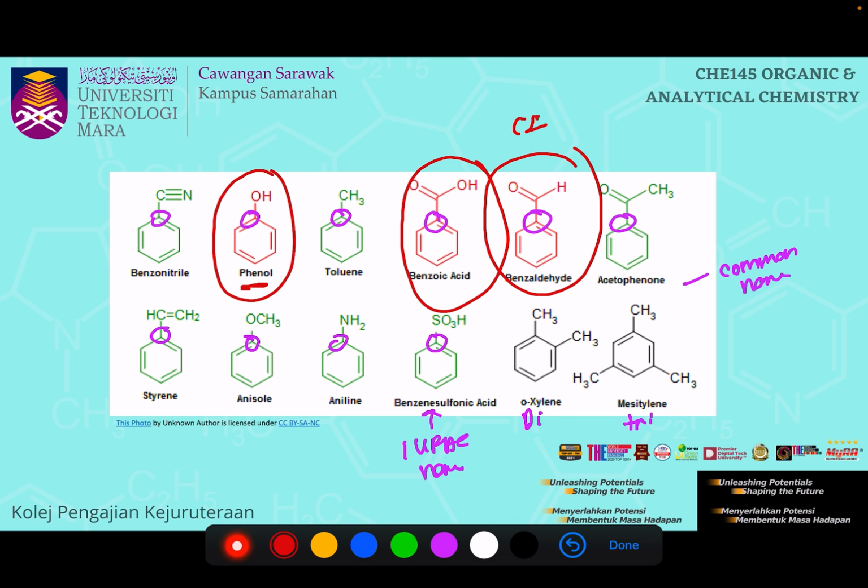This is from chapter 4, whereby we have the aldehyde group attached directly to benzene. We have the benzaldehyde. And then we have the benzoic acid as well, attached directly.